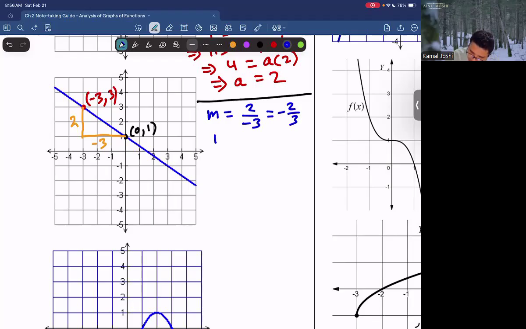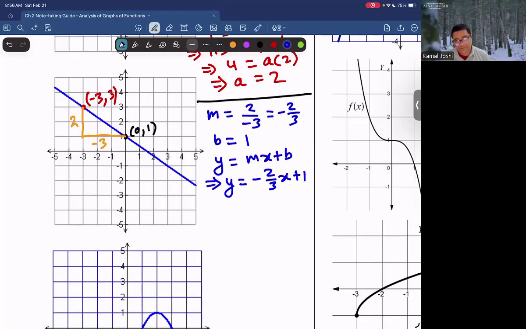And the y-intercept b is (0, 1), right? The y-intercept is 1. So your equation is y = mx + b, that is y = -2/3 x + 1. Okay, that is the equation.